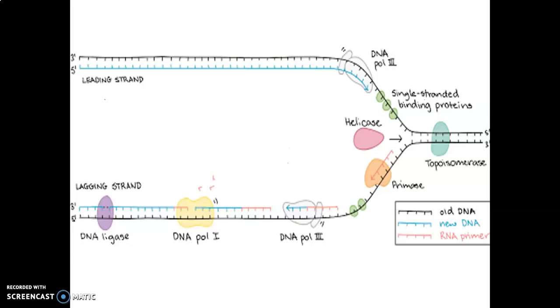Alright, so the next guy that I want to talk about is this guy over here, topoisomerase. So his job is to make sure that all of the DNA over here that isn't opened up yet by the helicase doesn't wind up so tight that the DNA breaks.